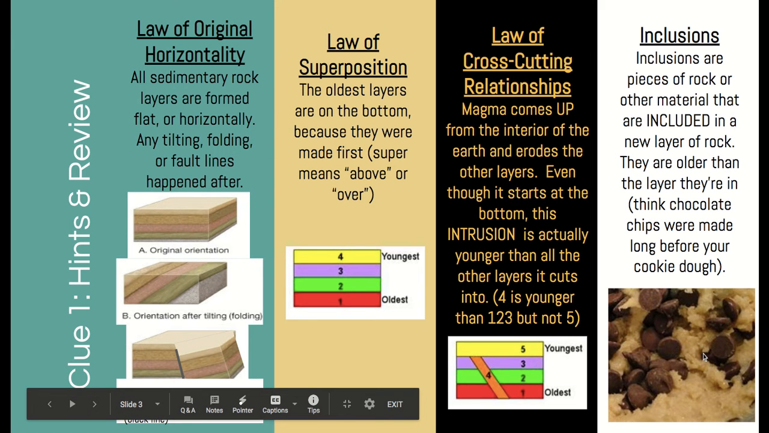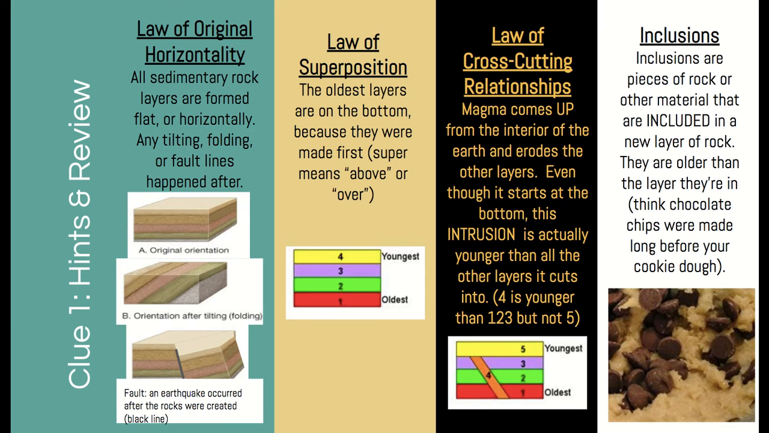The last one is inclusions. Inclusions are bits and pieces of rock that are included in other layers of rock. That means that these bits and pieces of rock are older than the layer of rock that they're in. So just think about chocolate chip cookies, which I just baked some this past weekend. Chocolate chips are way older than the cookies or the batter that you are making. You go to the store, you buy those chocolate chips. They were made a long, long time ago.